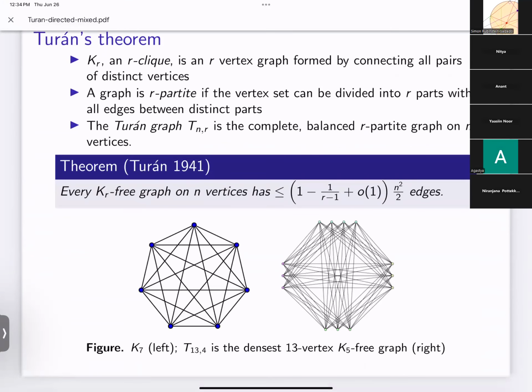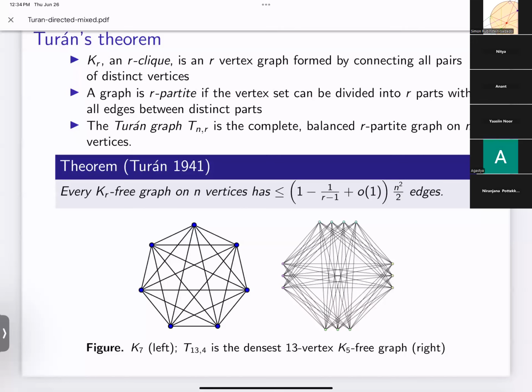So you can see on the left, we have a figure, which is a clique with 7 vertices. So these are 7 points, and we connect every single pair of points. And on the right, we have the Turán graph, which has 13 vertices, and it's 4-partite. So I think this is the right way to visualize a graph being R-partite, which is we have R groups, and it's a complete R-partite graph because whenever 2 vertices are in different groups, we've connected them by an edge.